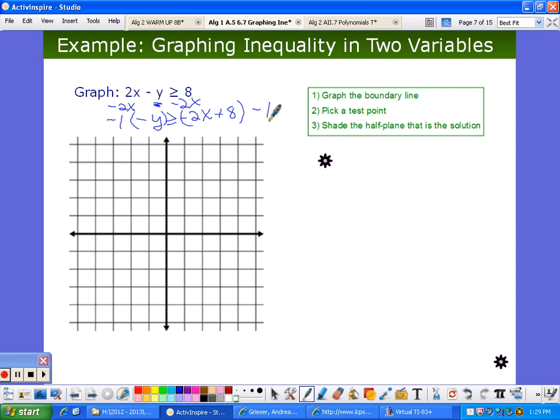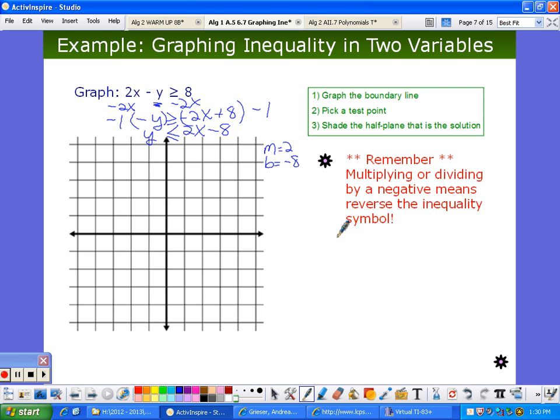So what happens to this? Turn it, right? Now all my signs are changing because I am multiplying by a negative. So my m is 2, and my b is negative 8. So remember, if you're going to make a mistake, it's right here. Multiplying or dividing by a negative means to turn that symbol, reverse it.